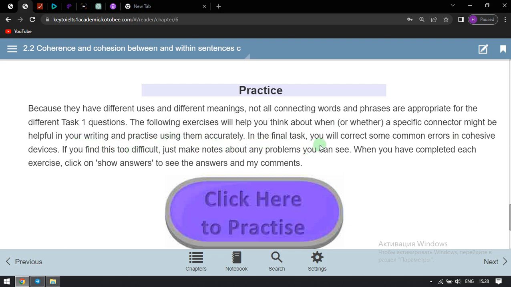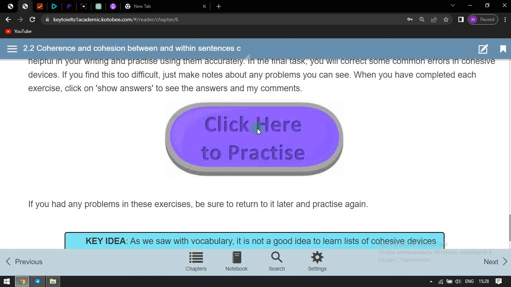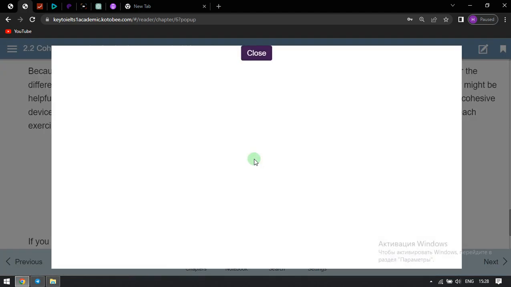In the final task, you'll correct some common errors in cohesive devices. If you find this too difficult, just make notes about any problems you can see. When you have completed each exercise, click on Show Answers to see the answers and my comments. Okay? Let's do the challenge.